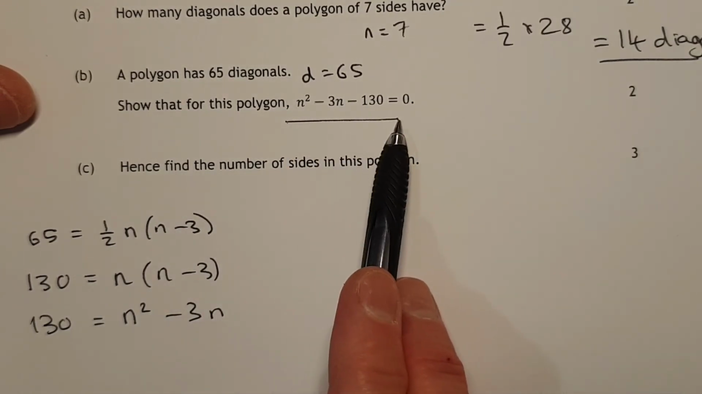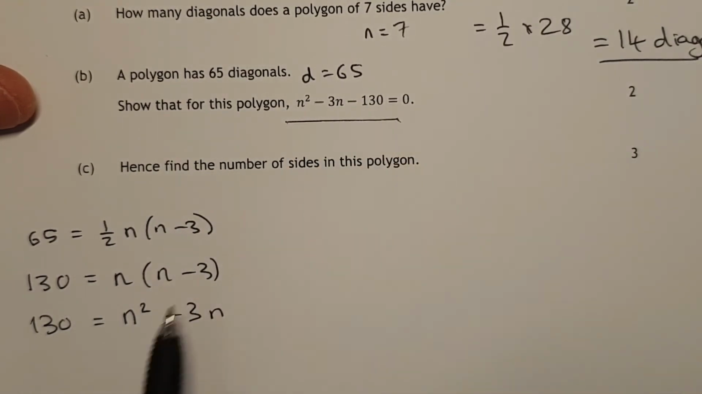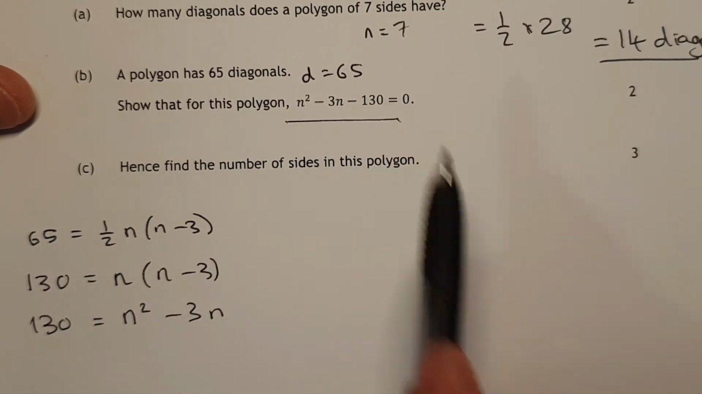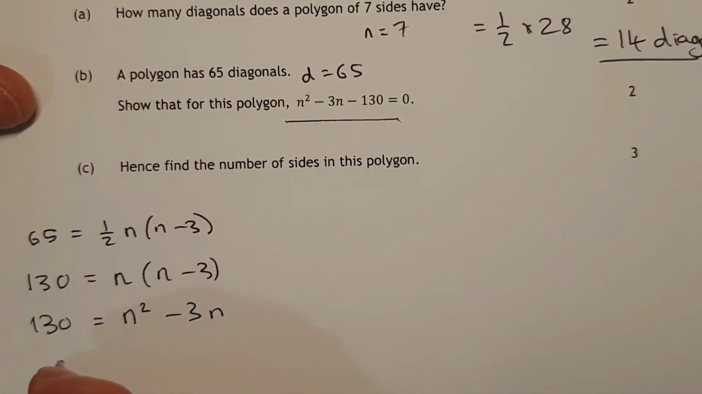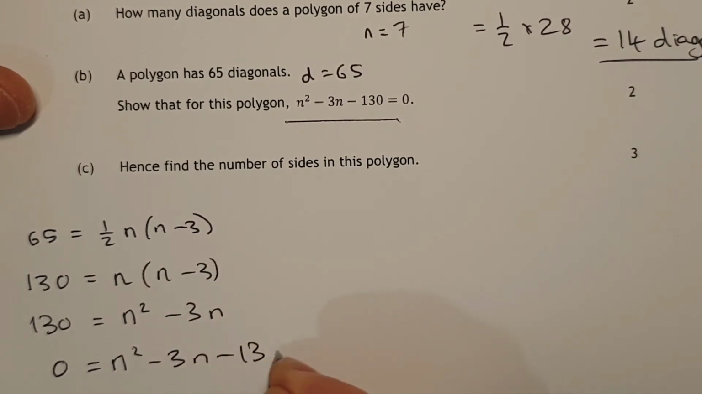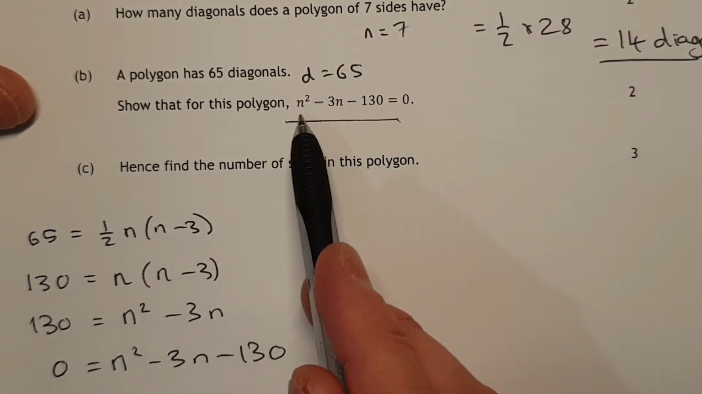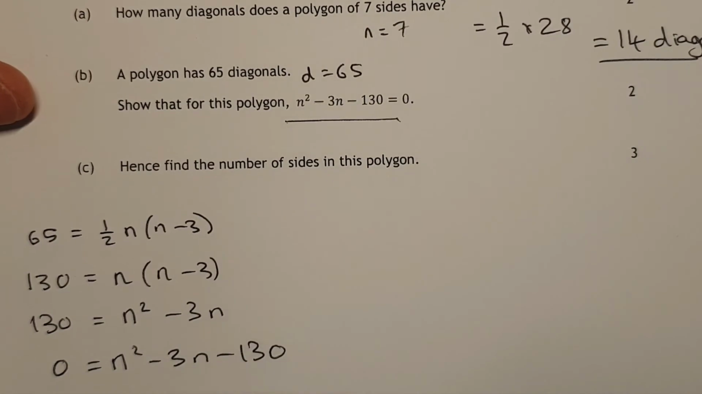Now have we looked to see what we're aiming for here? N squared minus 3n, we've got n squared minus 3n, minus 130, so we're going to subtract 130 from both sides. So we end up with what we're asked to show there.